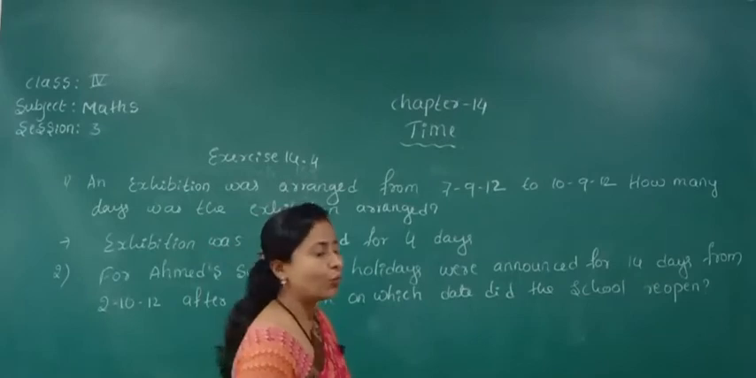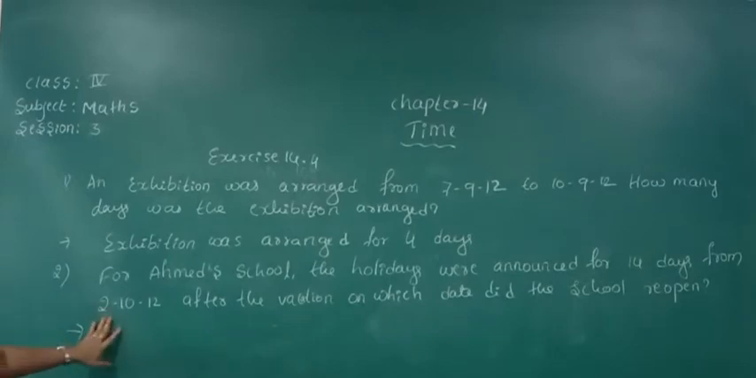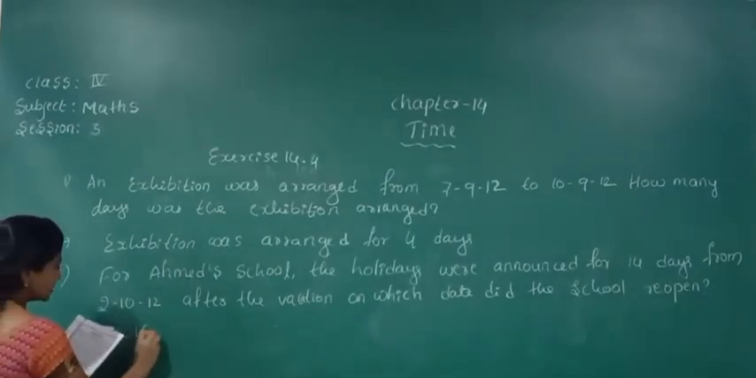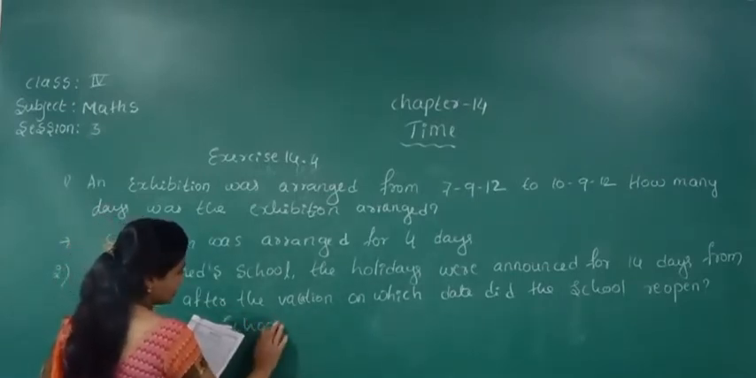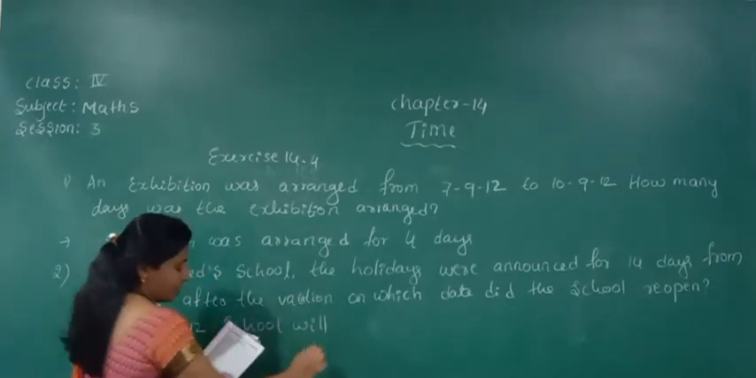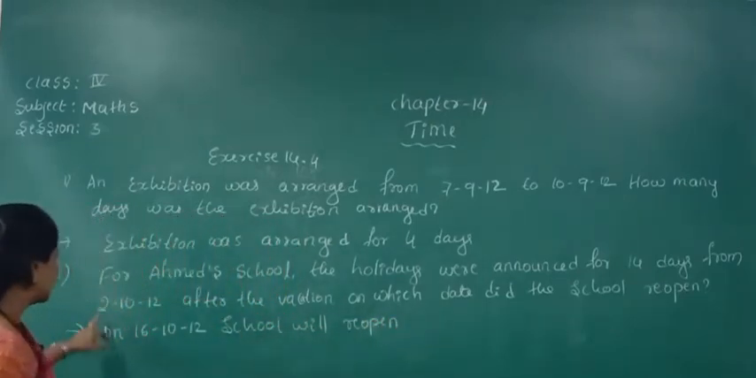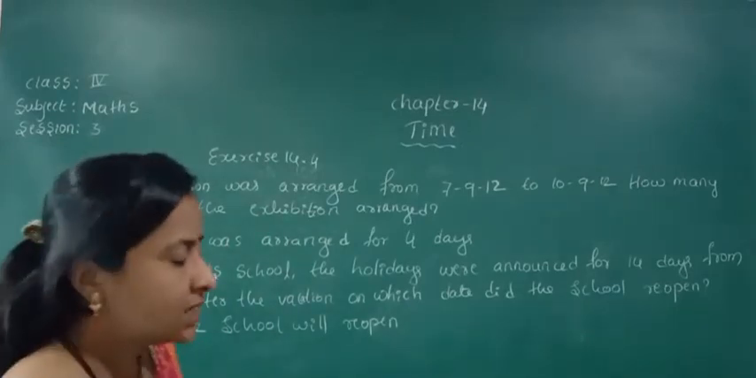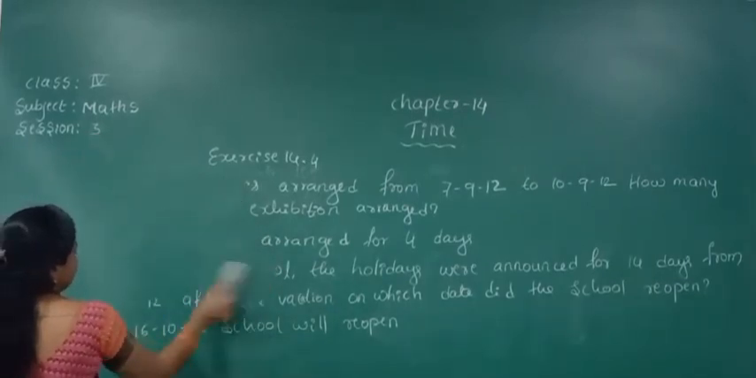will the school reopen? So what will we write here? We count 14 days from 2. How many days does it come to? On the date 16/10/12 the school will reopen. Understood? So from 2 we count 14 days. So on which date will the school reopen? 16th October 2012. Understood? Okay, see the next one.